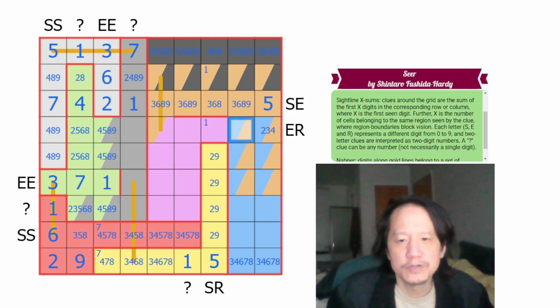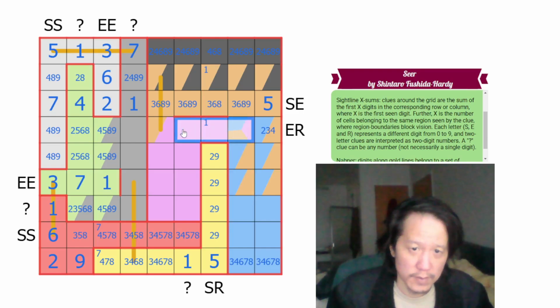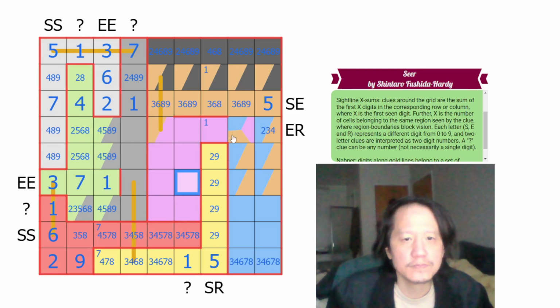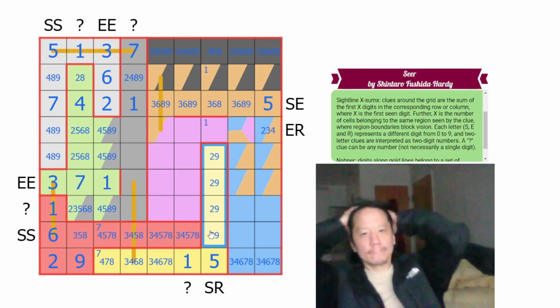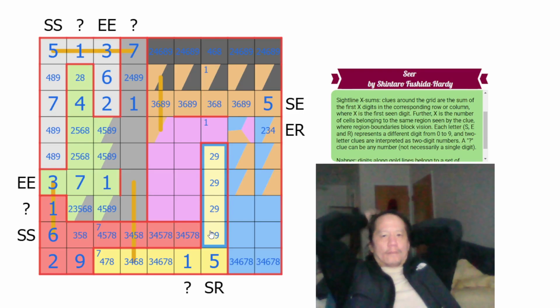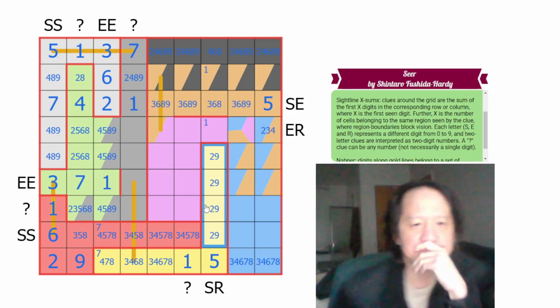This could be pink also, right? So this could be pink. So one of these two is a 1. Again, this is 30 something. Ugh.